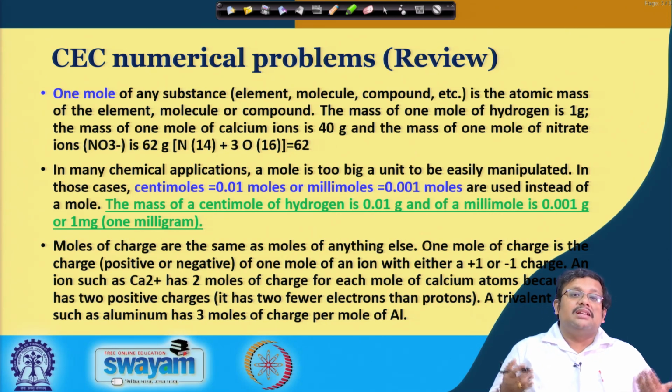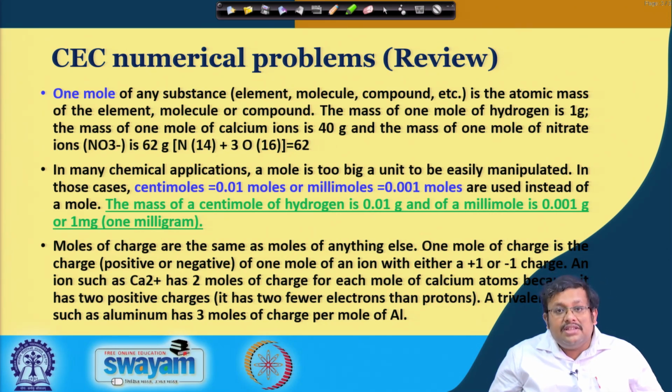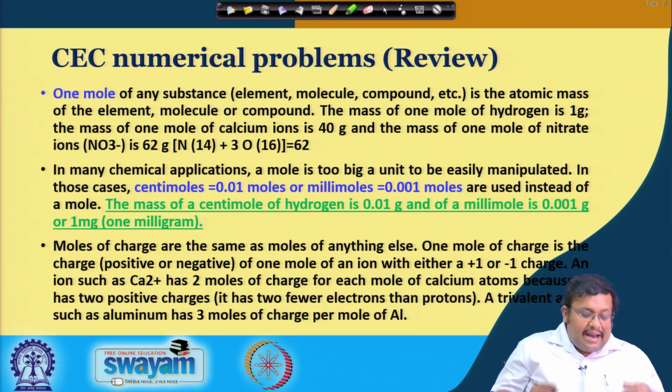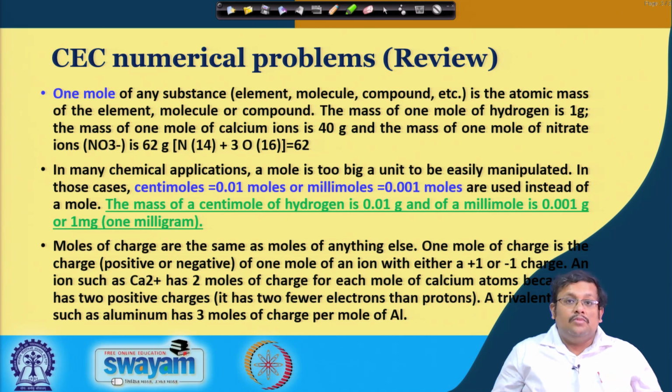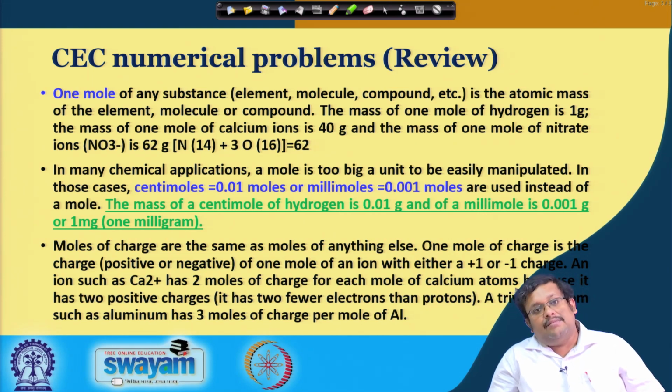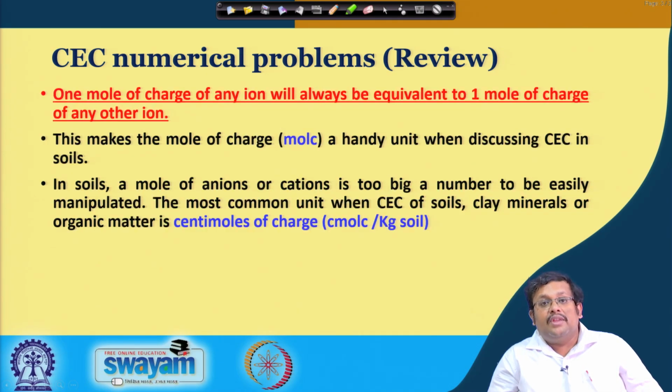Moles of charge are the same as moles of anything else. So, 1 mole of charge is the charge, either positive or negative, of 1 mole of ion, which is either plus 1 or minus 1 charge. An ion such as calcium 2 plus has 2 moles of charge for each mole of calcium atoms, because it has a valency of 2, and a trivalent atom such as aluminum has 3 moles of charge per mole of aluminum. Another major rule we have discussed is that 1 mole of charge of any ion will always be equivalent to 1 mole of charge of any other ion.